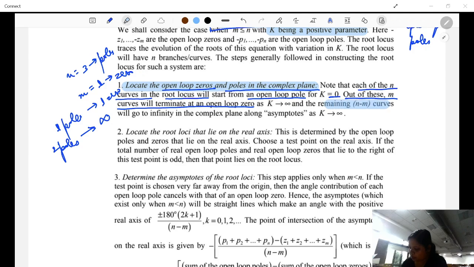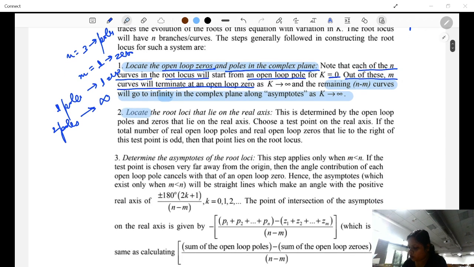The remaining n minus m curves will go to infinity in the complex plane along asymptotes. Okay. Then what we want to do? We want to find out where the root loci are located on the real axis.